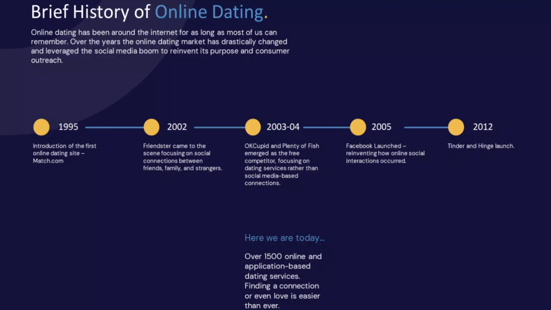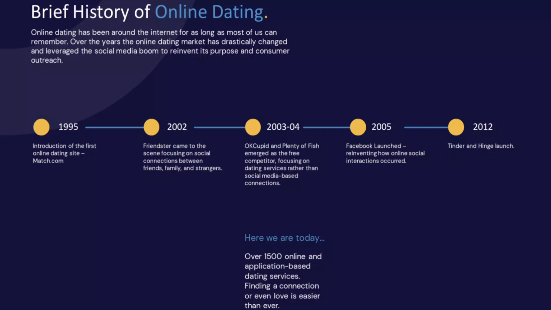Online dating has been around the internet for as long as most of us can probably remember. Over the years, the online dating market has drastically changed and leveraged the social media boom to reinvent its purpose and consumer outreach. From the emergence of Match.com in 1995 on through the years to 2012, where we see the beginnings of the most popular today applications such as Hinge and Tinder.